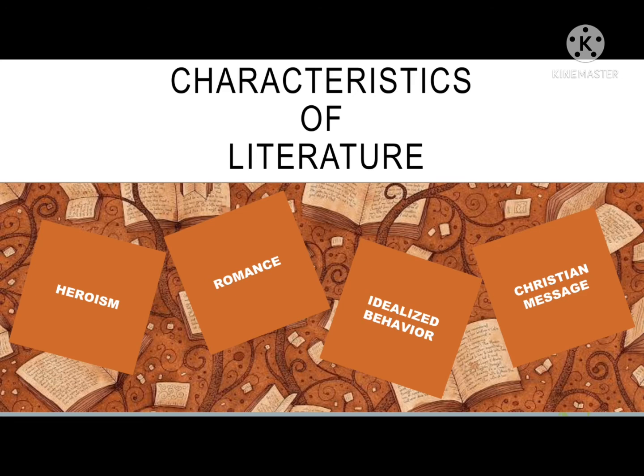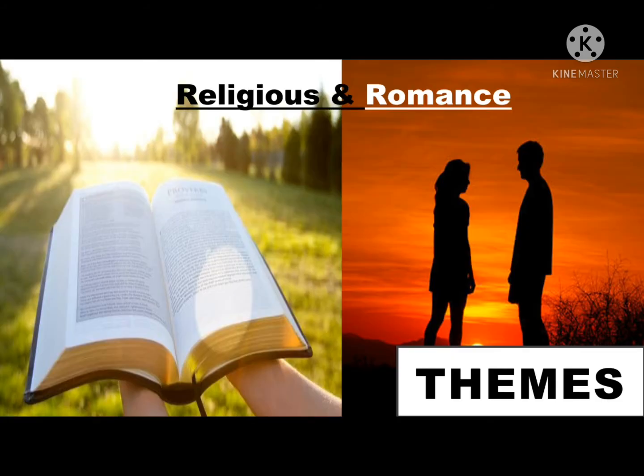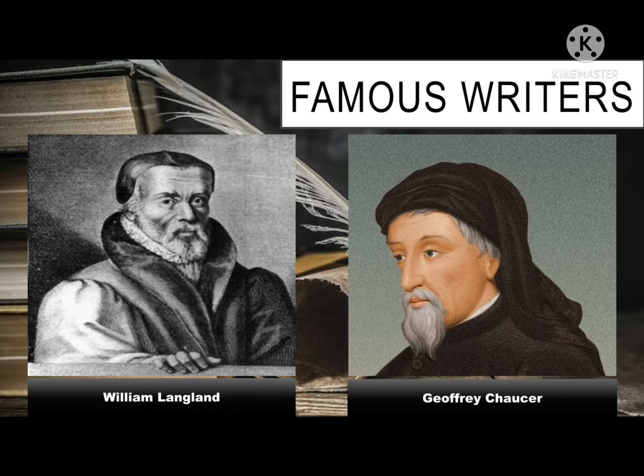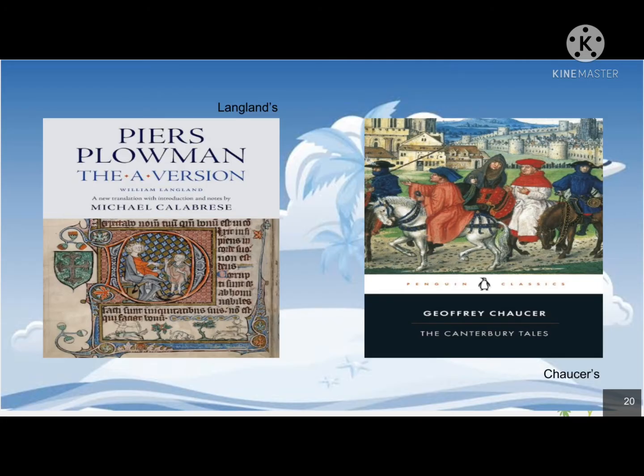For the characteristics of literature in this period, there are four observable topics: topics of heroism, topics of romance, of idealized behavior, and the Christian message, with religion and romance as its themes. The genres and styles that are present are allegory, ballads, Bible translations, music, poetry, and narrative prose. The famous writers of that time include, of course, Geoffrey Chaucer with his Canterbury Tales and William Langland with his Piers Plowman.